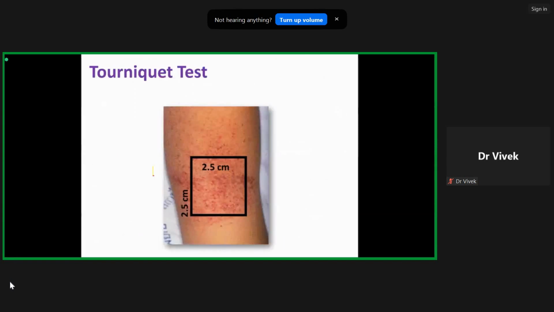This image shows us the tourniquet test, which is done in dengue fever for the assessment of thrombocytopenia and capillary fragility. Here in this test, we can see the petechiae are present in the 2.5 centimeter square and their number is more than 10. So we label this test as positive tourniquet test.